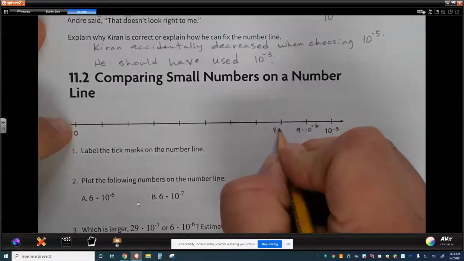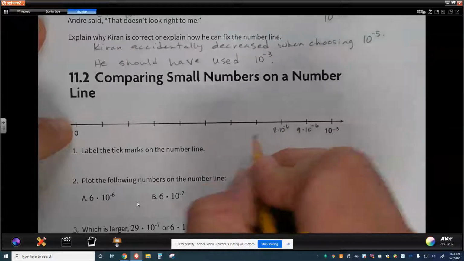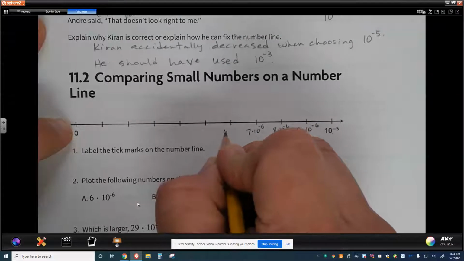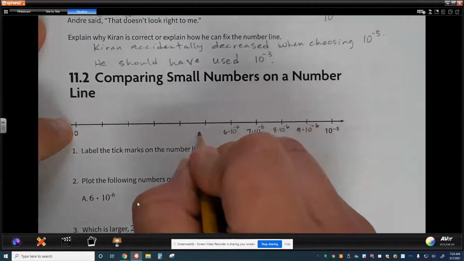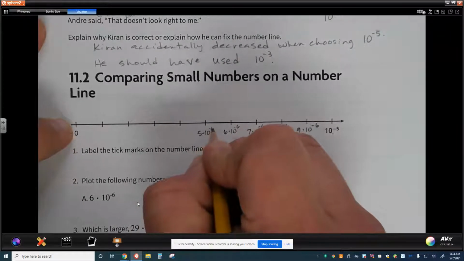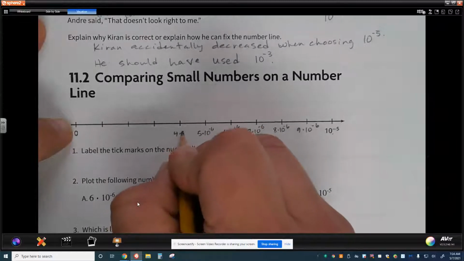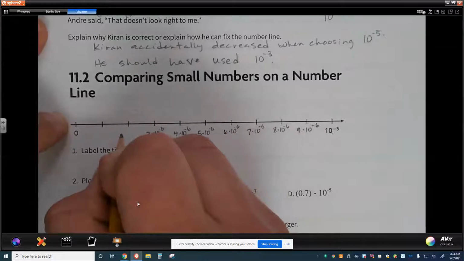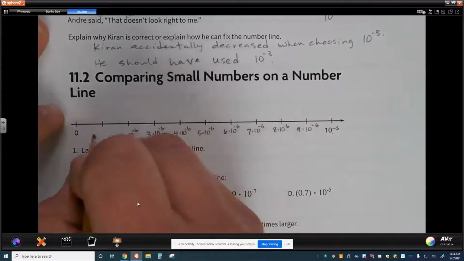So this will be 9 times 10 to the negative sixth, 8 times 10 to the negative 6, 7 times 10 to the negative 6, 6, 5, 4, 3, 2, and 1.